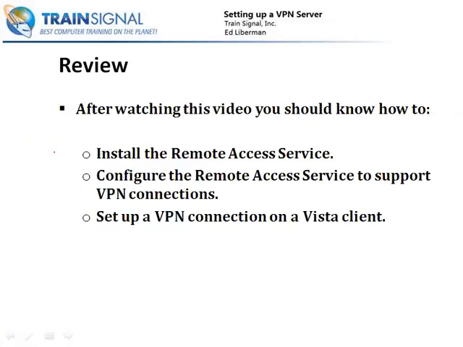Now, you should know how to install the remote access service, which is really a role service included within the network policy and access services role. You should know how to configure the remote access service to support VPN connections. And this is really where the wizard does everything for you, but you also should know how to manually go in and alter the number of ports, alter the authentication that we're going to support, know how to set up DHCP options and set up the relay agent. And you should also now know how to set up a VPN connection on the Vista client to be able to connect into the remote access server that has been set up for VPN support.